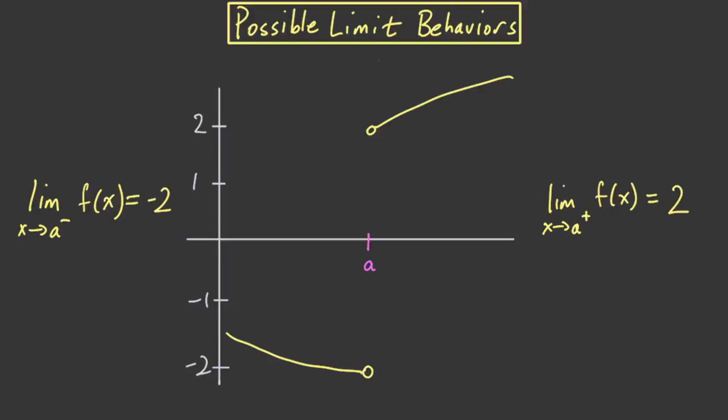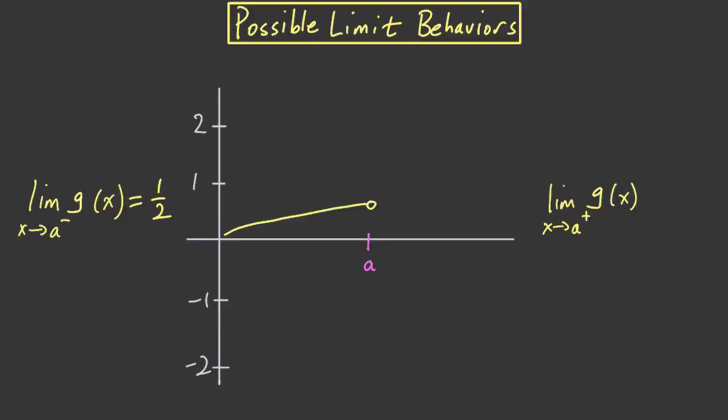But they could agree. One of the examples that you looked at was like that, and that was the function that we called g. There, we had the left-hand limit equal to 1/2, so the graph would look like this, and the right-hand limit was also equal to 1/2, so the graph would look something like that.